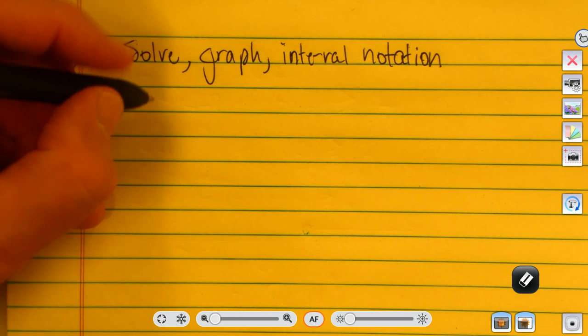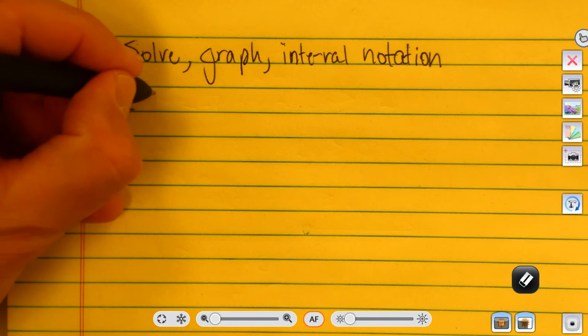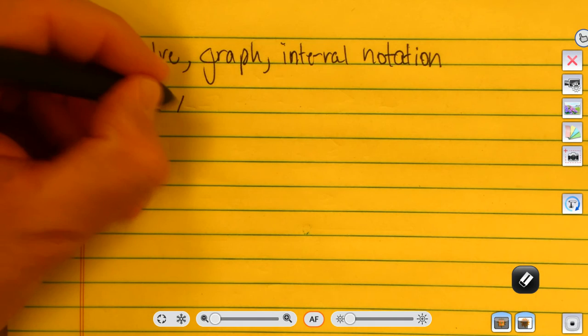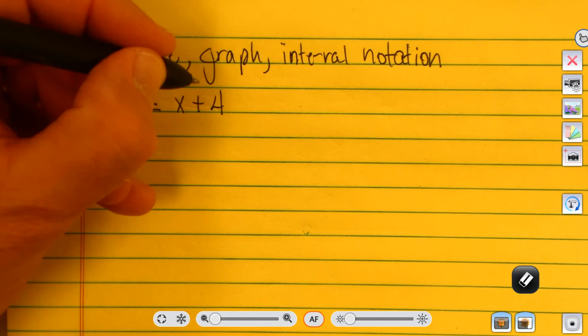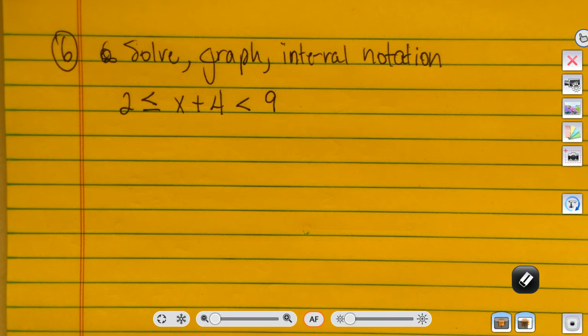Okay, number 6 is 2 is less than or equal to x plus 4, which is less than 9. Oh, that's a different looking inequality, isn't it? It's got 2 inequality signs in the same basic statement there. Well, it's just all together, and it's a compact and more condensed way to write this inequality.